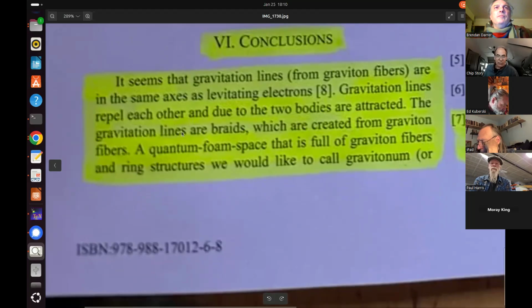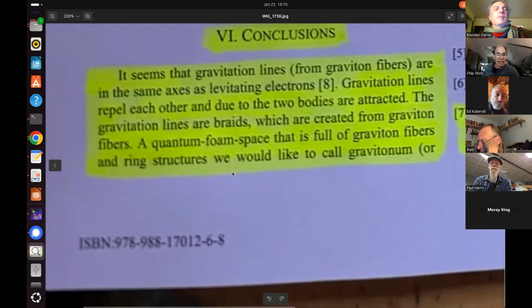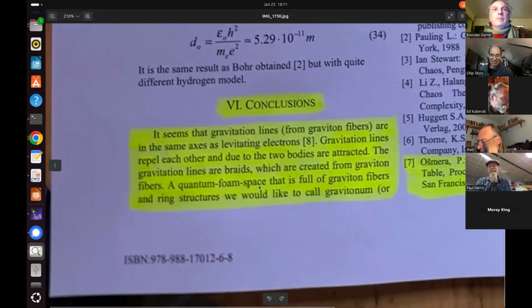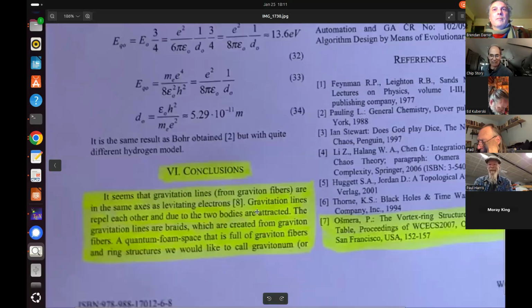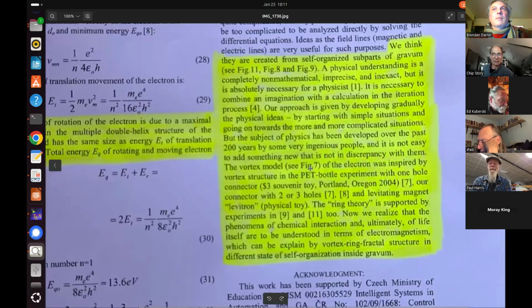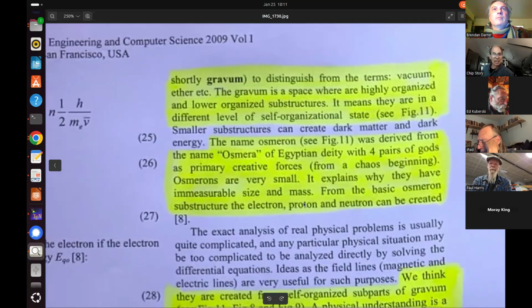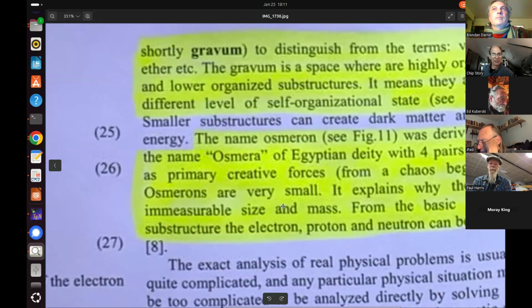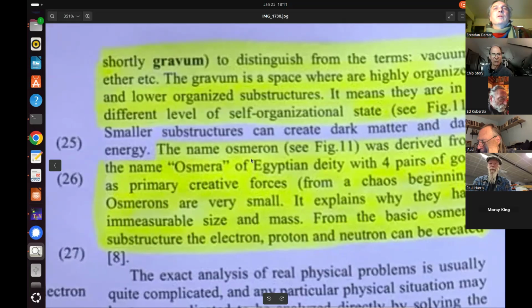Gravitational lines are braids, which are created from graviton fibers. Fibers is a metaphor. A quantum foam space that is full of graviton fibers and ring structures we would like to call a gravitonium. A gravitonium, I think, would be better. Or, going up to the next page, shortly a gravum, to distinguish from the terms vacuum, ether, etc. A gravum as opposed to a vacuum.